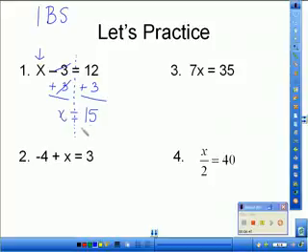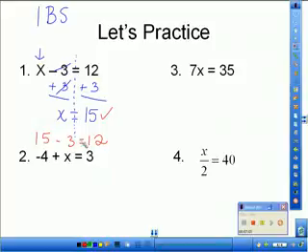and x equals 15. Now remember, if you are smart, you're always going to go back and check your answer. So let's plug in the 15 into the variable in the original equation. 15 minus 3 equals 12, which it does, so we know we have the correct answer.